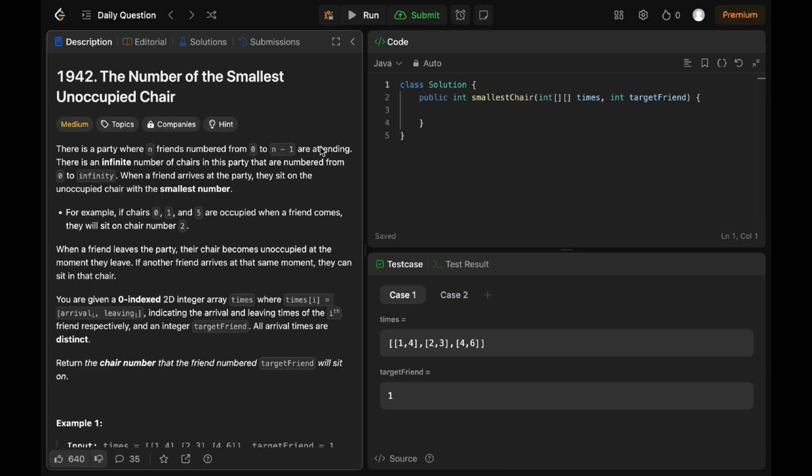Hello everyone, welcome back. Let's talk about another medium problem on Leetcode today. The Number of the Smallest Unoccupied Chair, Leetcode 1942.